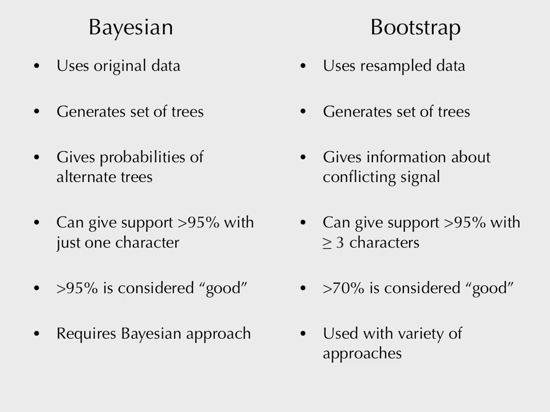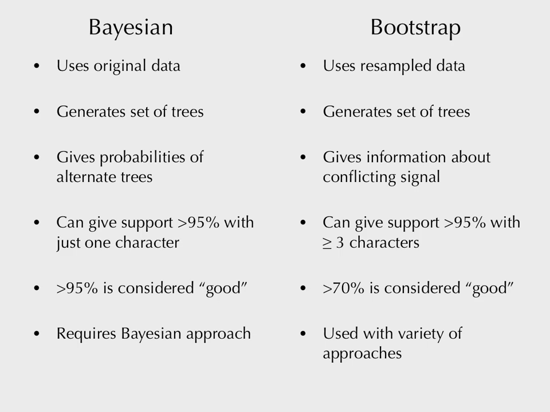Bayesian approaches also give you some sort of measurement of uncertainty of different trees. So this tree has this much posterior probability, this tree has this much posterior probability. It seems similar to bootstrap, but it's different in some ways. Bayesian uses the original data, bootstrap uses resampled data. Bayesian probabilities of alternate trees.